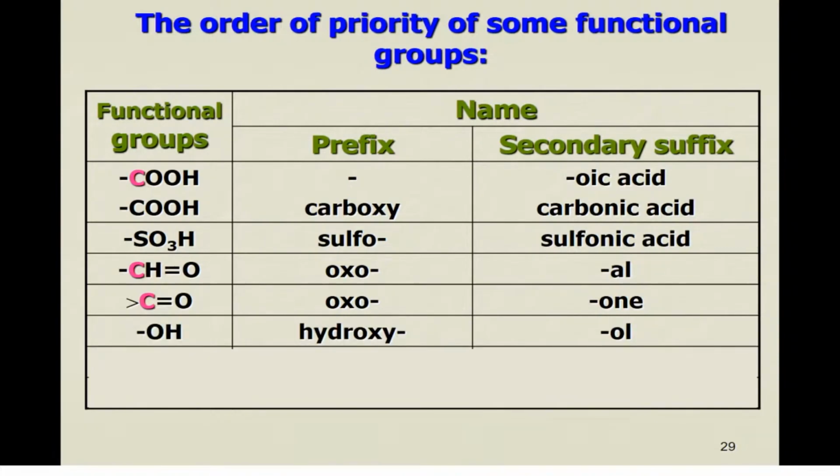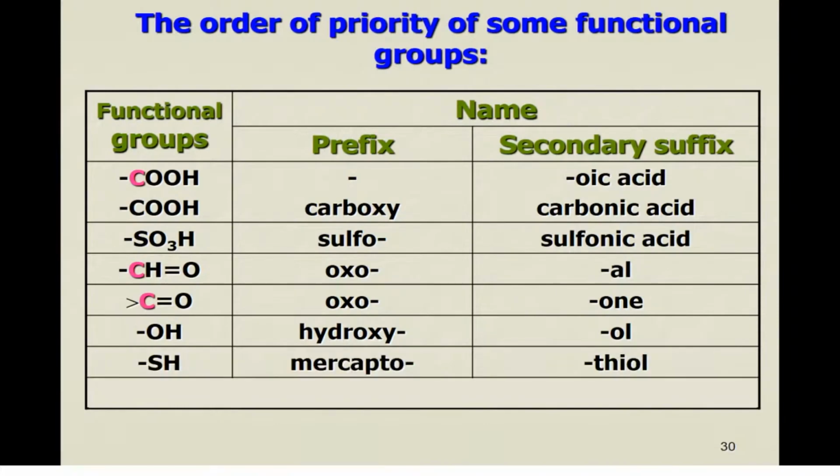Hydroxy group, alcohols, mercapto groups, thiols. So that means if they are only SH, it forms the secondary suffix. But if it is combined, for example, with carboxylic, it is the mercapto prefix. And the last one, the lowest here in priority order, is the amino group. In this table, there can be more. Amino: be attentive, amino group as a prefix, but amine as a secondary suffix.